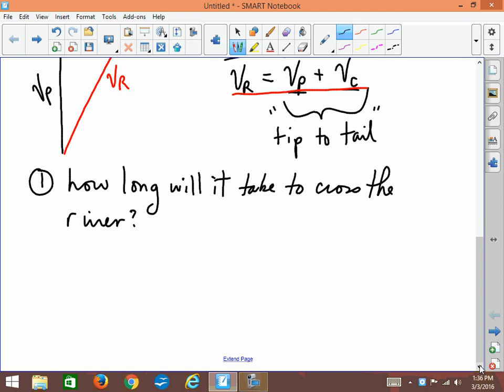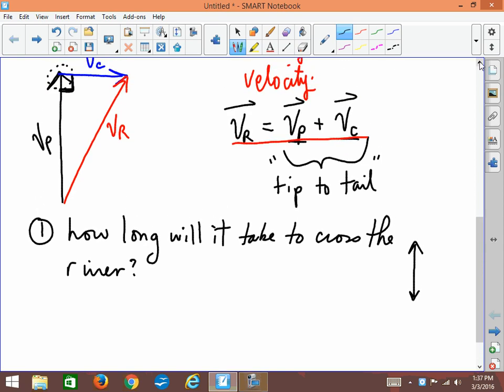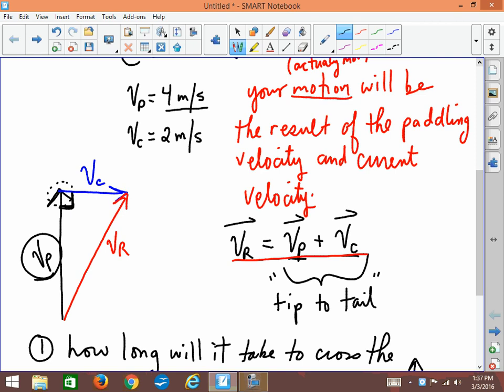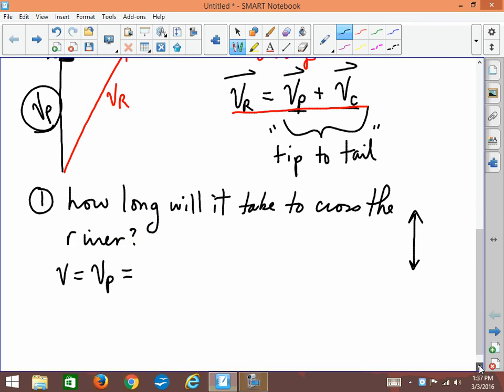How long will it take to cross the river? Well, crossing the river involves looking at this direction, getting across the river, from one riverbank to the other. And so if we look at our picture just above there, we can see that there's only one arrow pointing along that direction, and it's the paddle velocity. So that's the vector that we're going to choose to determine how fast we're going to move in that direction. The velocity we pick is the paddle velocity, which was given to us back here as 4 meters per second. So we'll use that as our velocity for crossing the river.